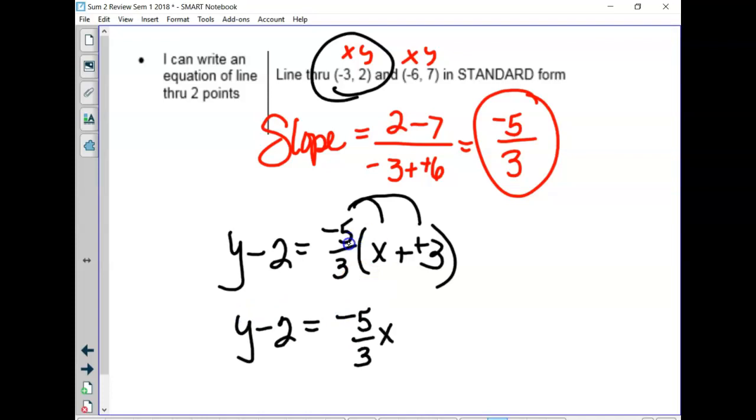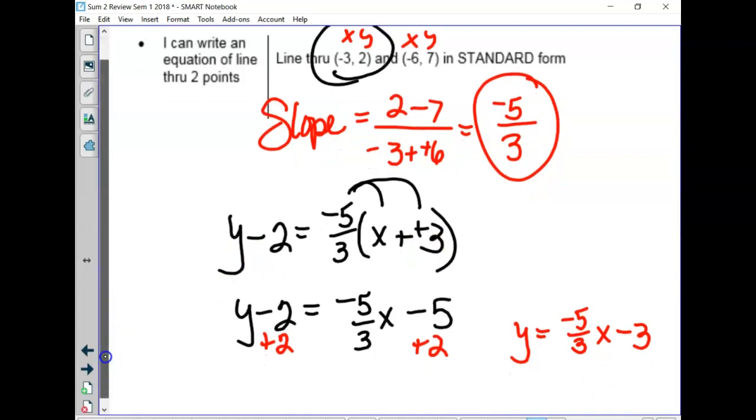But if I type on my calculator negative 5 divided by 3 times this 3 back here, I just get what? Should just get negative 5. Okay, standard form can't have fractions. You can get rid of them now, you can get rid of them later, but at some point you got to get rid of the fractions. You want me to add the 2 first? So I have y equals negative 5/3 x minus 3. Now you want to get rid of the fractions or move it over first?